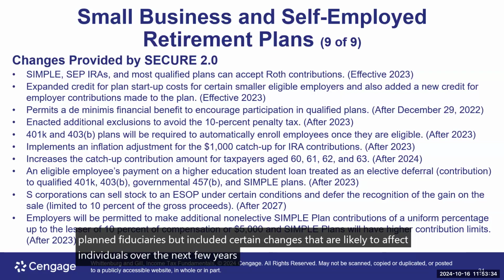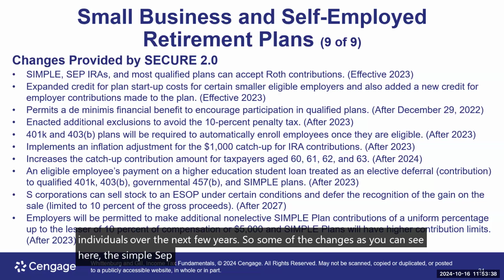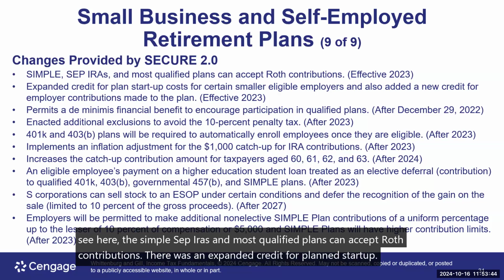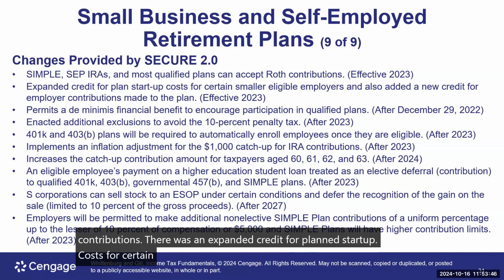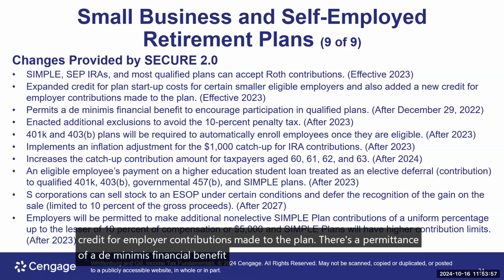So some of the changes, as you can see here: SIMPLE and SEP IRAs and most qualified plans can accept Roth contributions. There was an expanded credit for plan startup costs for certain smaller eligible employers, and they also added a new credit for employer contributions made to the plan. There's a permittance of a de minimis financial benefit to encourage participation in qualified plans.